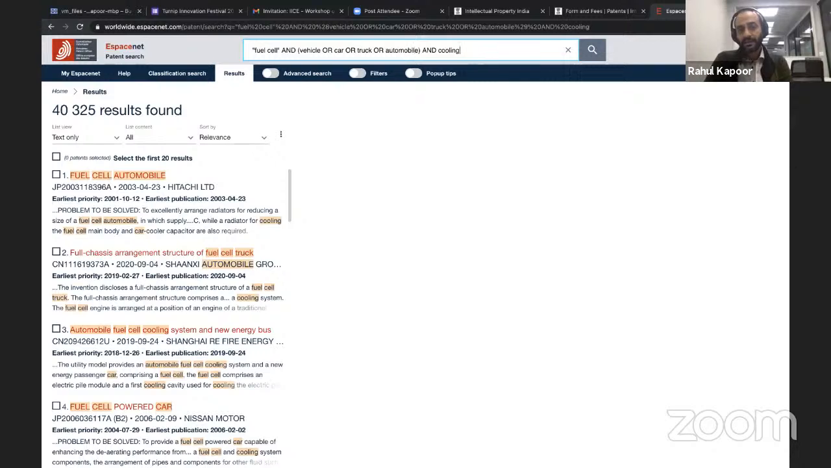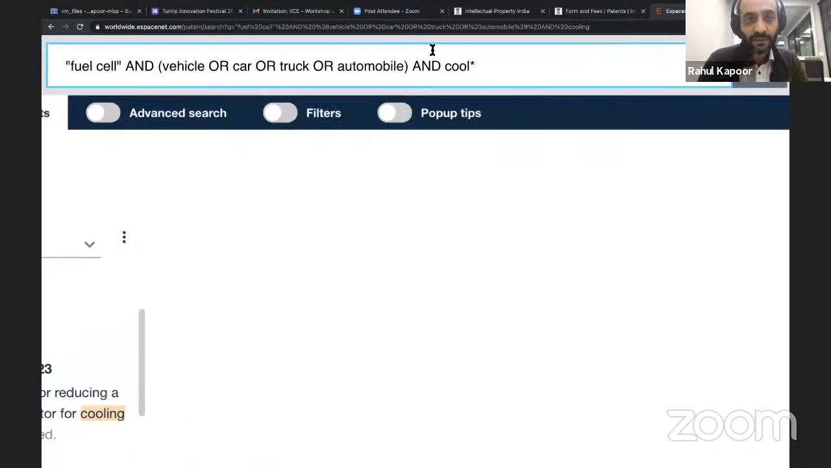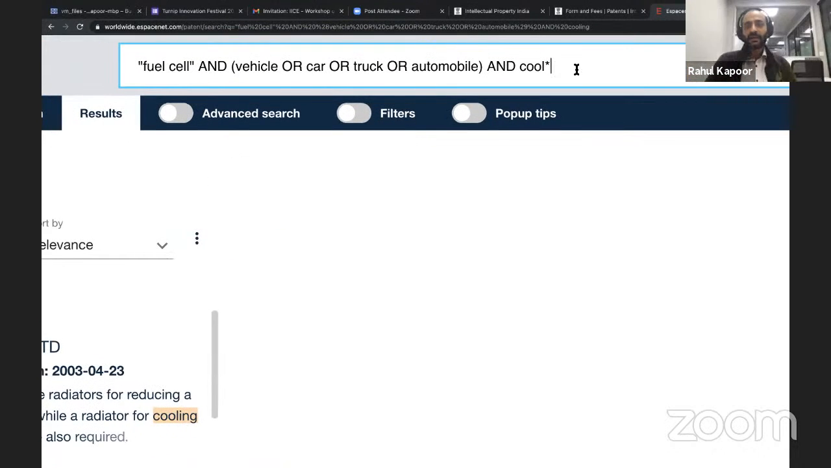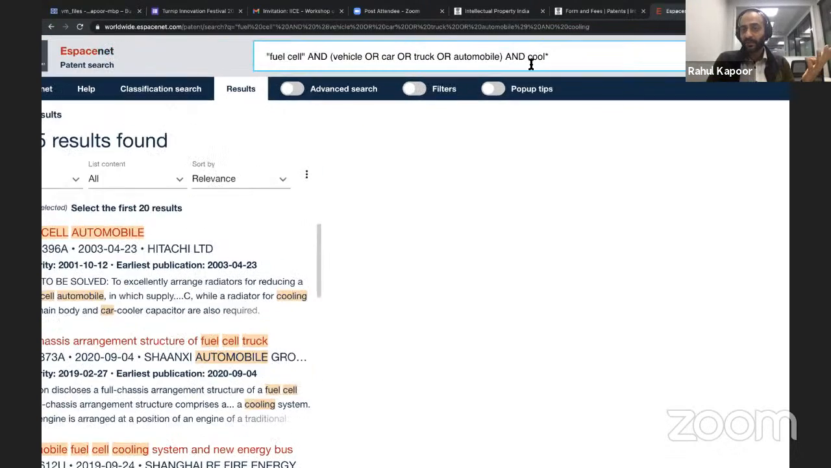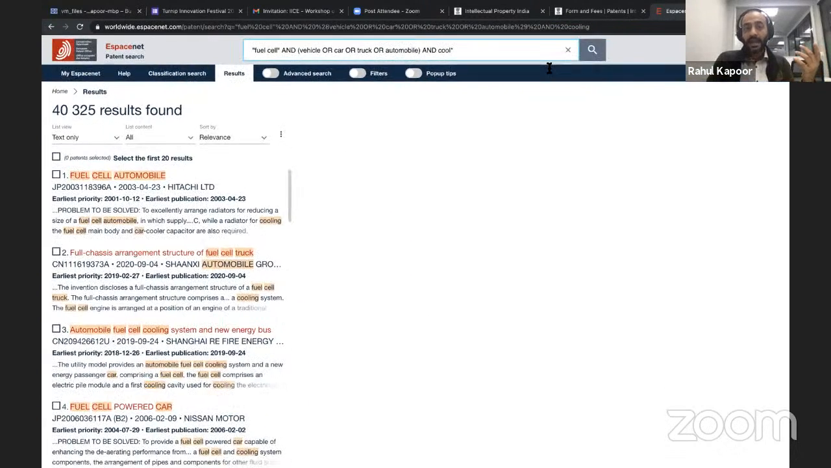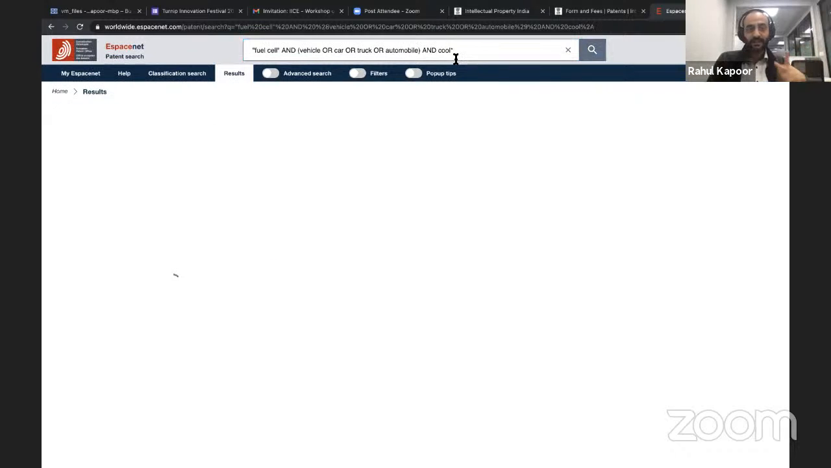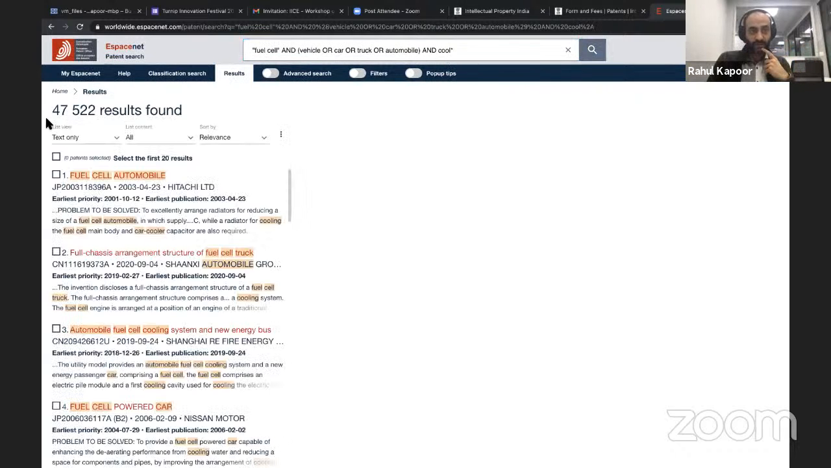Similarly here, you can have one more thing. You can have a wildcard. Wildcard is also a very important concept. So I'll just zoom in a bit so you can see. Here it takes into account cooling, coolant, cooled with an ed. So all these synonyms are taken care of if you use a simple wildcard. And again, you will see how many patents we missed, even up to 7,000 patents, because we did not use a wildcard.